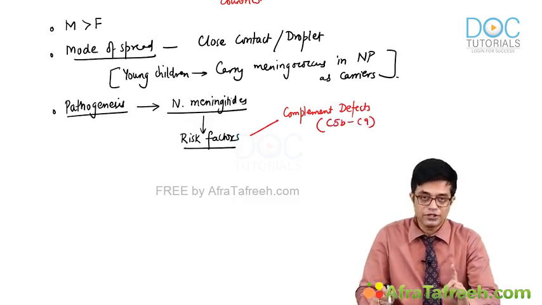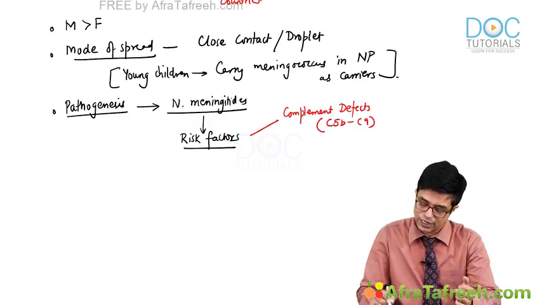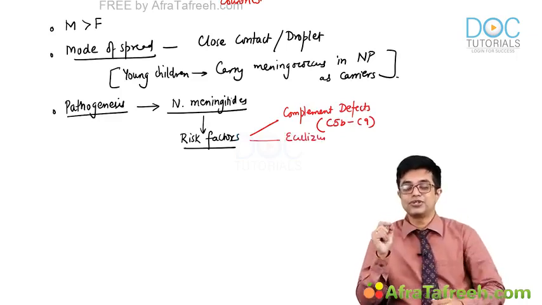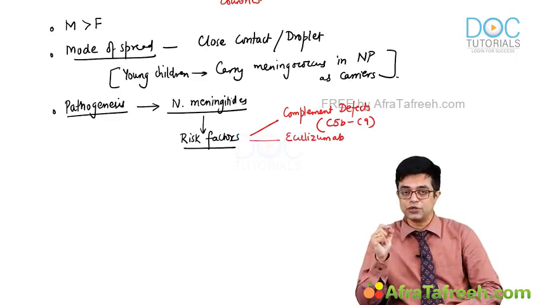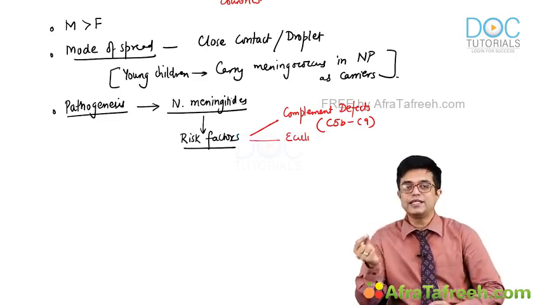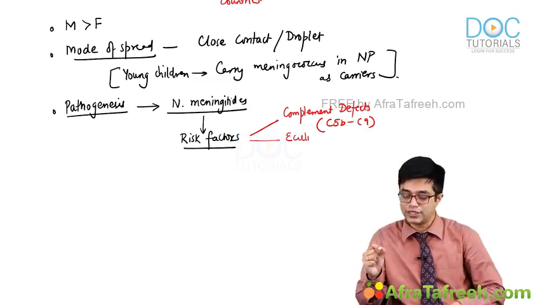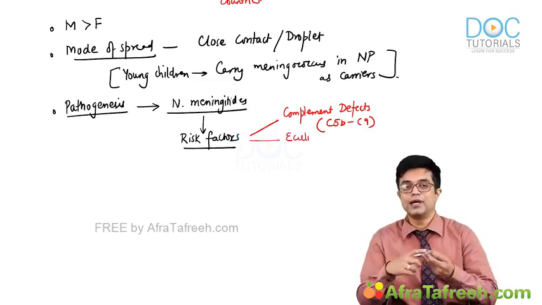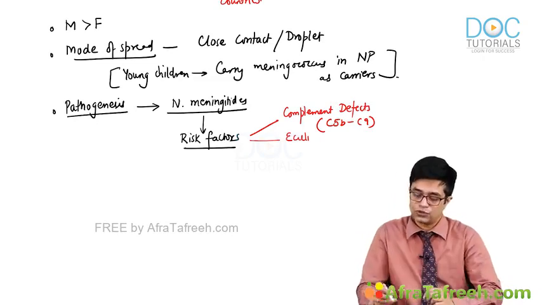Secondly, if the patient is having therapy by a drug called eculizumab. Where was eculizumab used? If you go back, you would remember that there is a condition called hemolytic uremic syndrome. Atypical hemolytic uremic syndrome, we use anti-C5 monoclonal antibody called eculizumab. Since it depletes the complement, again eculizumab has been associated with increased risk of meningococcus.